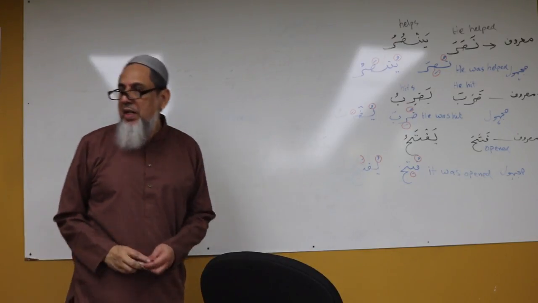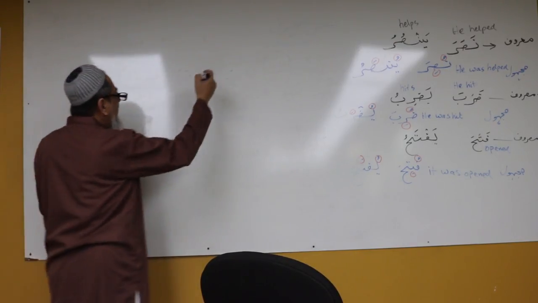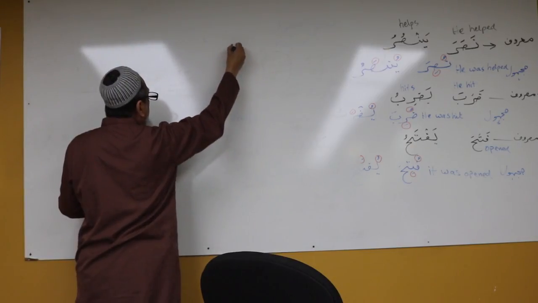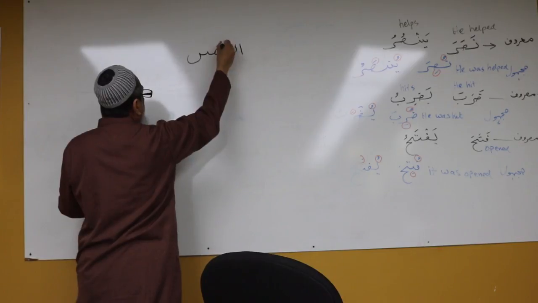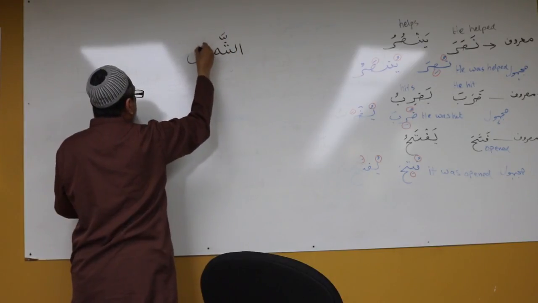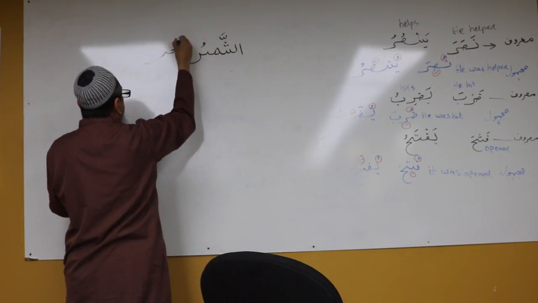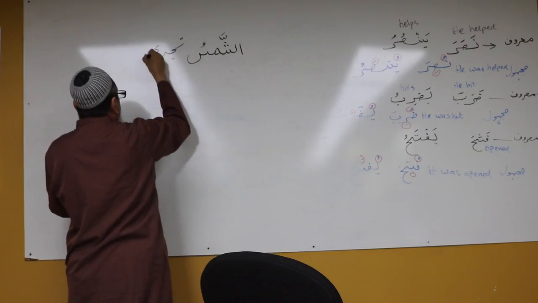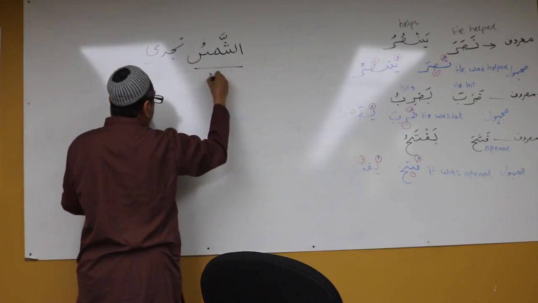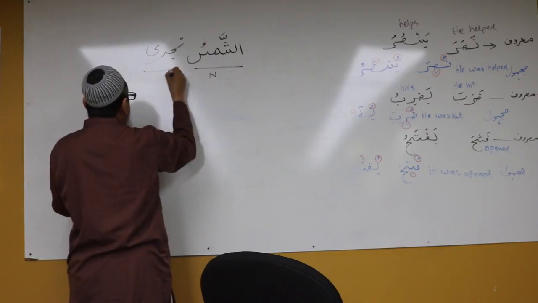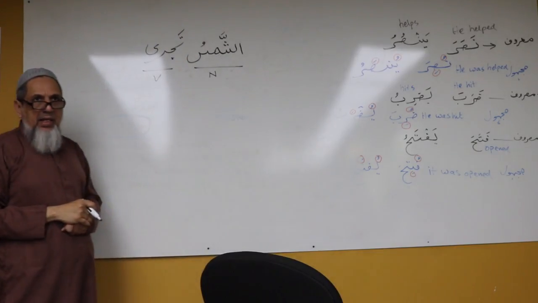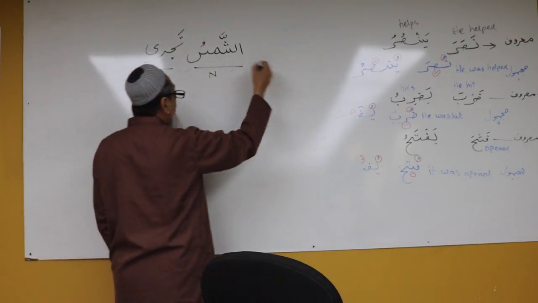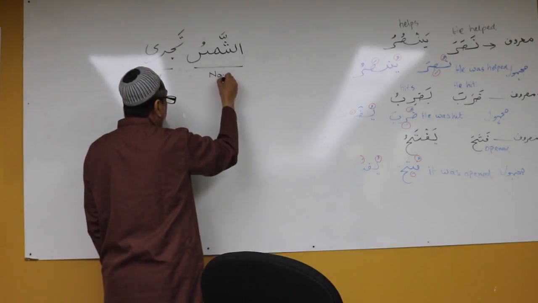See here, everybody, the Quran says, Ash-Shamsu Tajri, Surah Yasin. Ash-Shamsu is a noun and Tajri is a verb. Ash-Shamsu Tajri. This is Jumla Ismiya, because it starts with a noun.